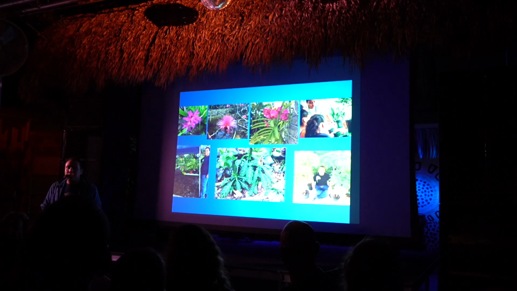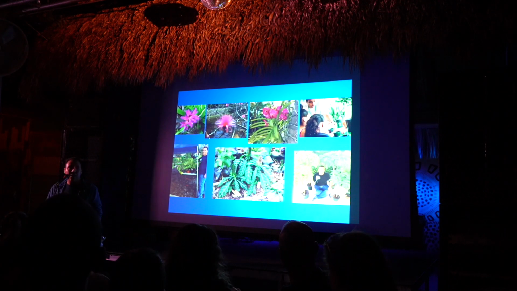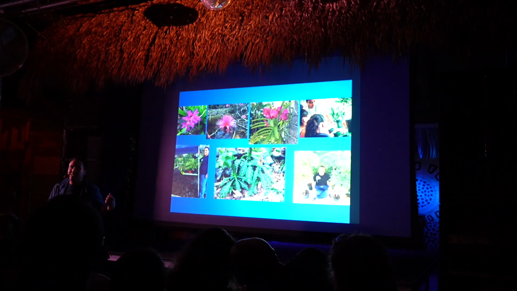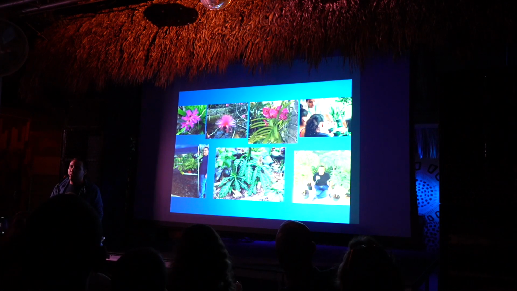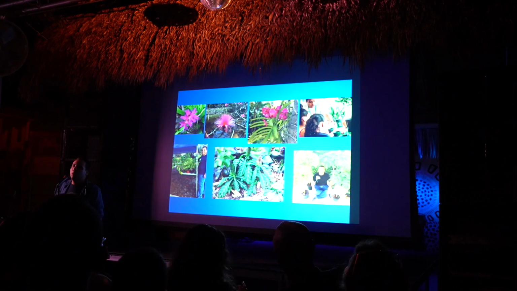And unfortunately, there's deforestation and climate change, and honestly, one of my goals in my life is actually to see a titanum in Sumatra, and I may not get that chance.